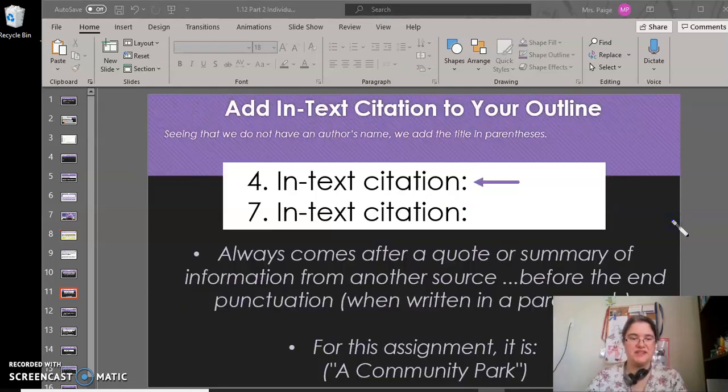Which will bring us to the in-text citation, which we will do in the next video. Sorry it's so long, but it takes a little bit to get through. See you in part 2.